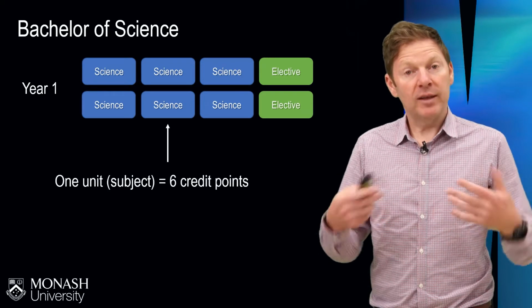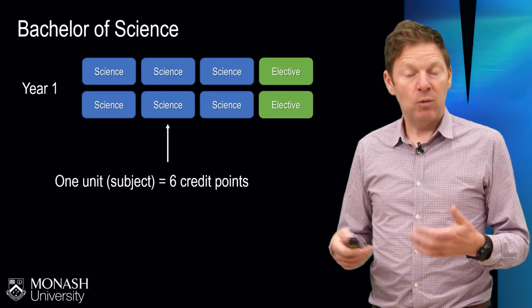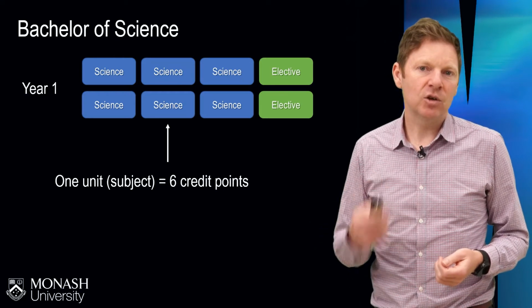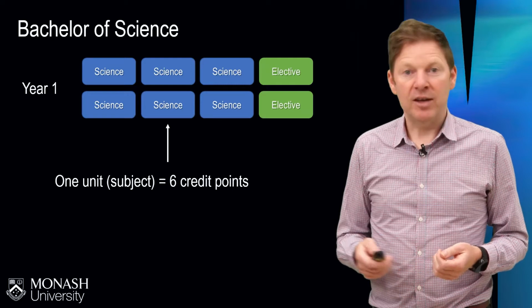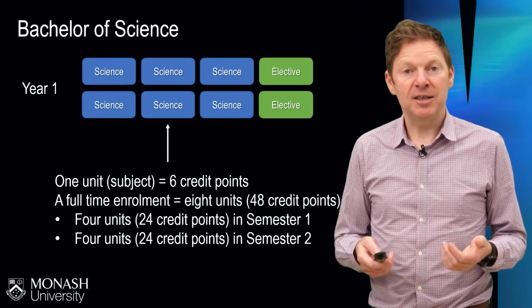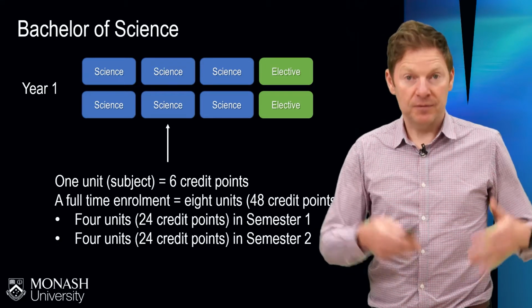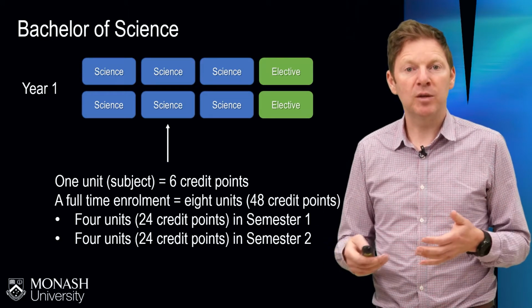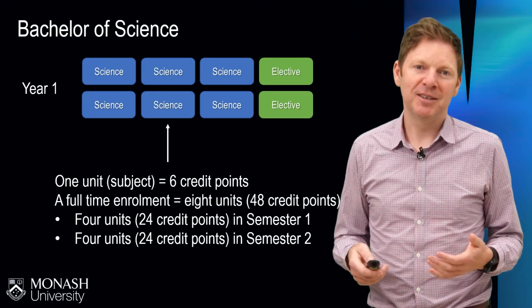So every single one of these subjects is what we call a unit, and we measure them using credit points. So one unit is worth 6 credit points. So as you can see, there's 8 of those in a calendar year. In the first half of the year, or the first semester as we call it, you would do 4 units, adding up to 24 credit points, and then you would do the same thing in the second semester.